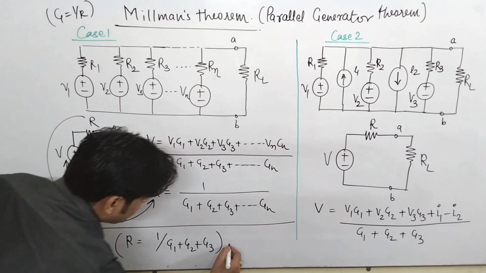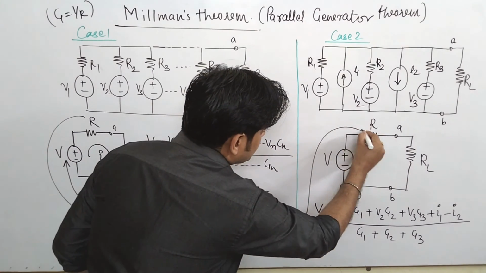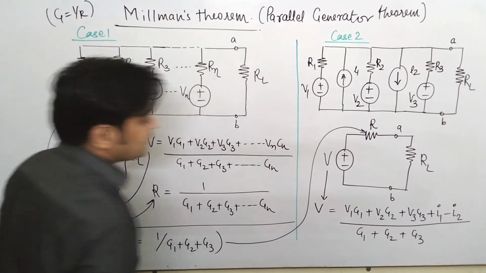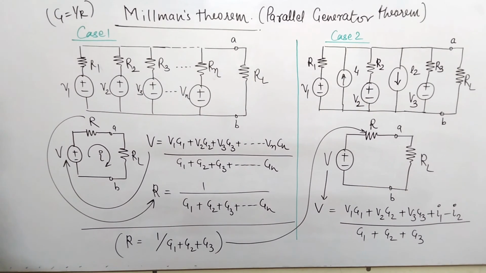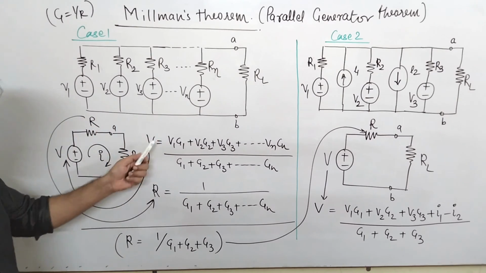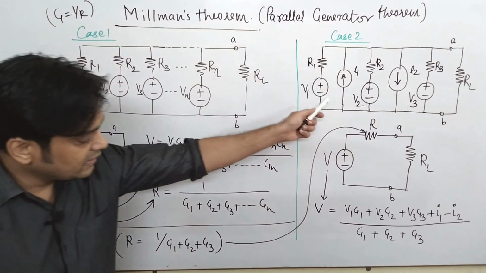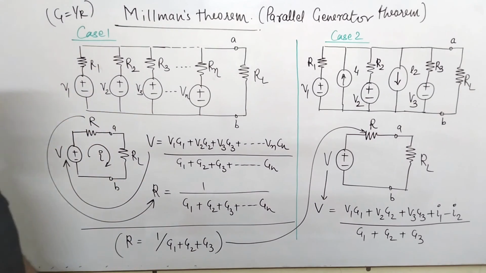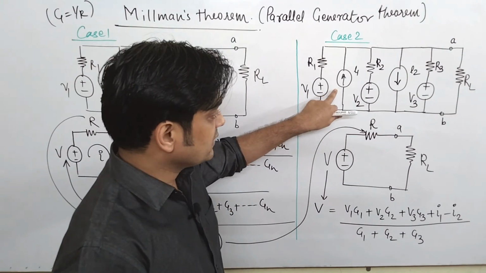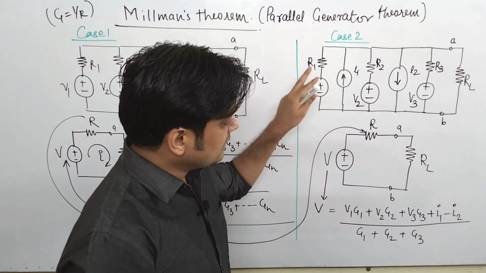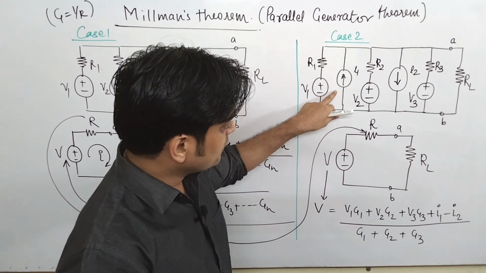This is the value of R for this case, and this is the voltage. So this is all about Millman's theorem, in which we see that the number of parallel sources are converted directly into this form. Similarly here also we have converted into this form. The only thing is here two current sources are given, I1, I2.